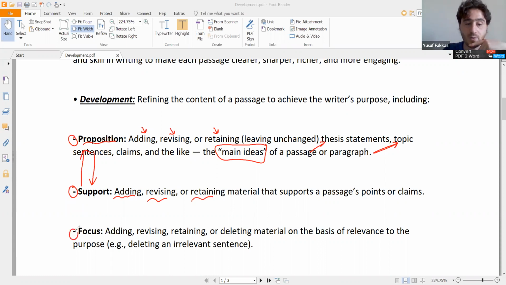The third area is focus. Focus is, they underline a sentence or they give you a new sentence in the question. It's not there in the passage, and they ask you, shall we add this sentence, or shall we delete it? Shall we keep it as it is, or shall we change it? Here, what is the element? It's all about relevance. Again, you ask yourself, is this sentence relevant to the discussion that we have in the paragraph? Then you choose, for example, to keep it or add it.